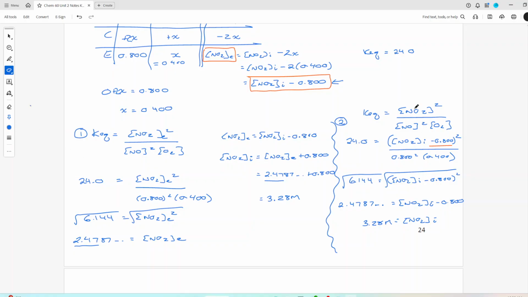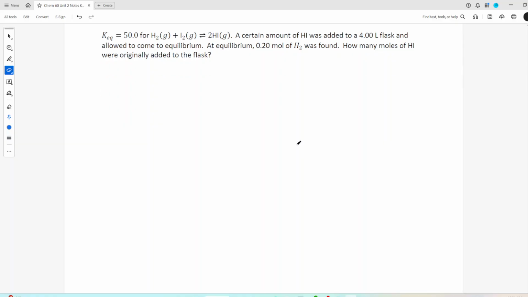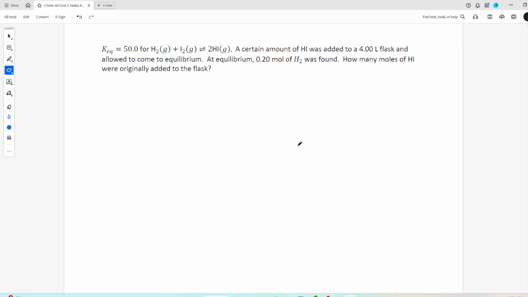One gets you the answer in one calculation. The other one gets you the answer in 2 calculations, but maybe feels a little bit less algebra intensive. So this is just another question. So why don't you pause the video and give this one a go, and then you can come back and I'll work it through and you can check your answer.